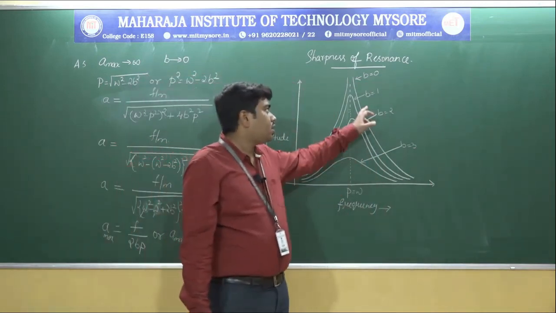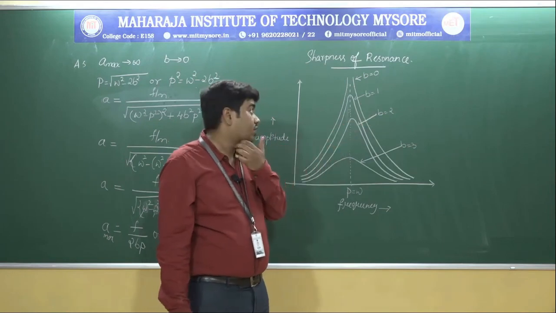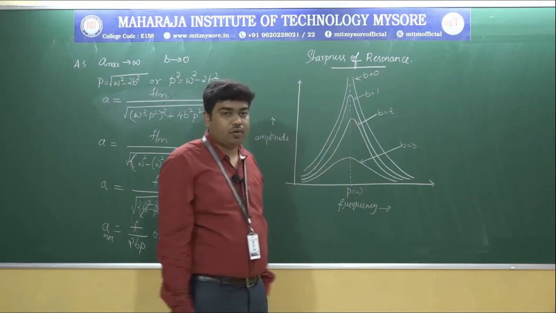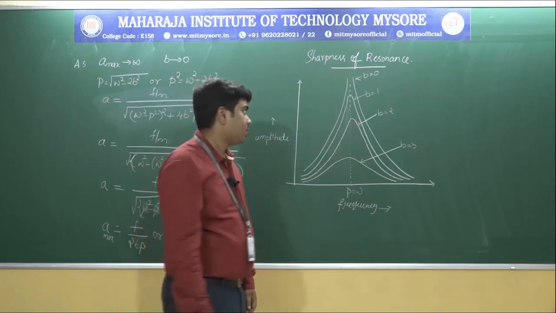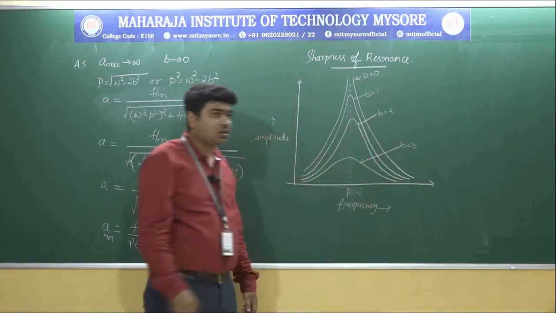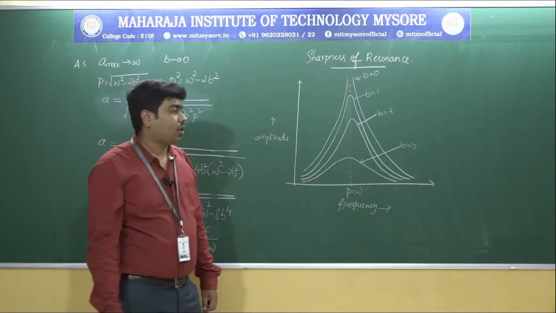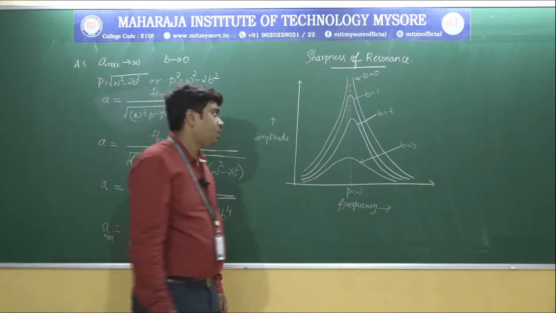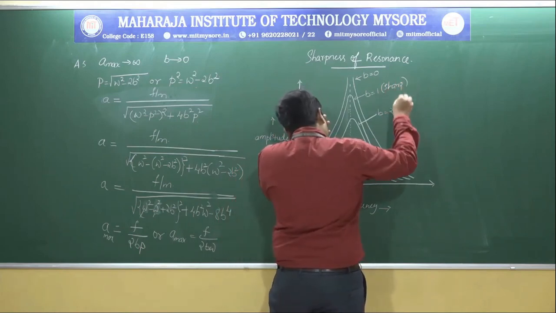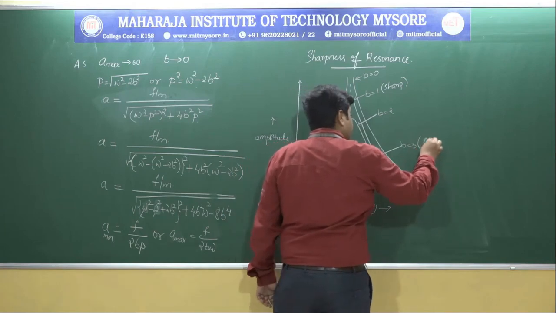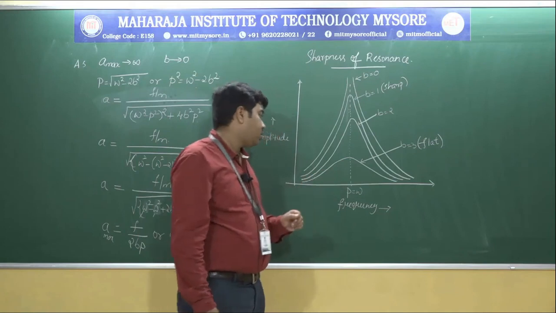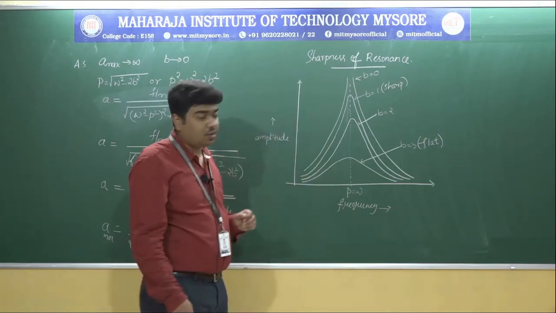And then as you can see, as the value of b, or the damping factor, goes on increasing, the amplitude of the oscillating body goes on decreasing. Whenever the amplitude goes on decreasing, it's only because of the increase in the value of the damping. Now I can call this a sharp curve, and I can call this a flat curve. Now based on this graph, we can define the sharpness of the resonance.